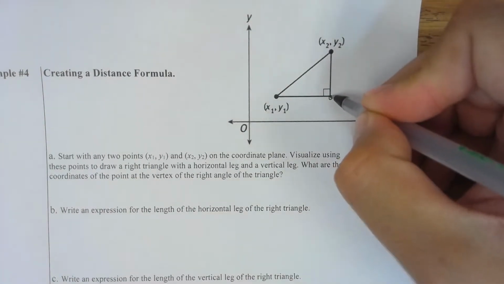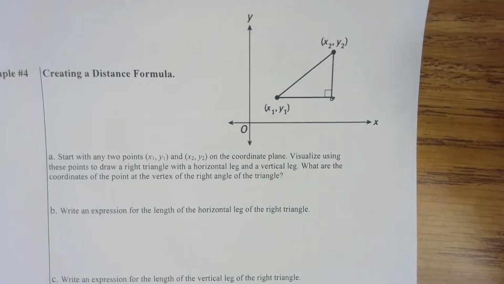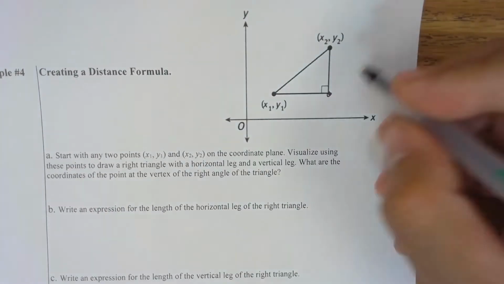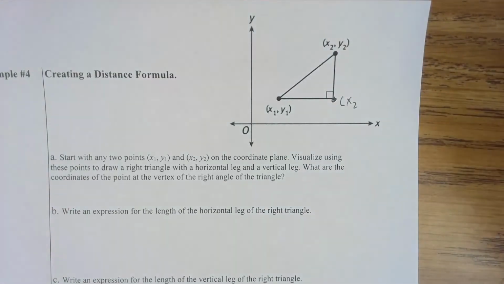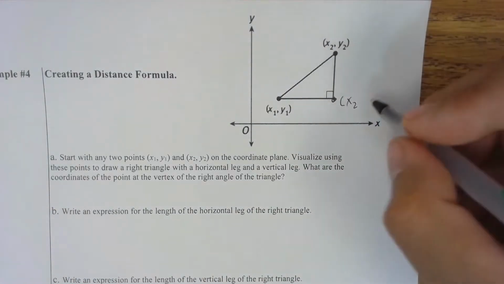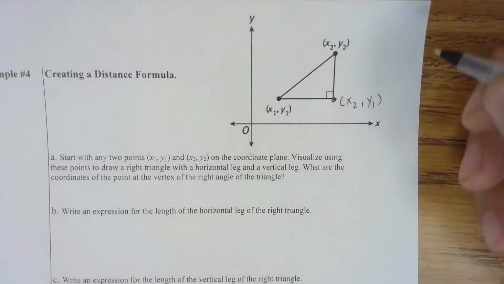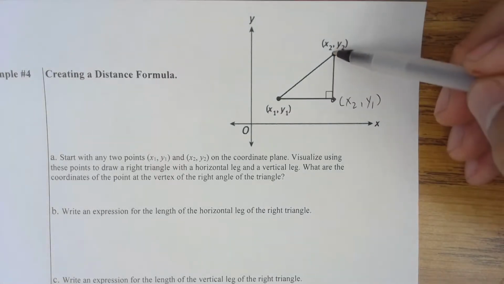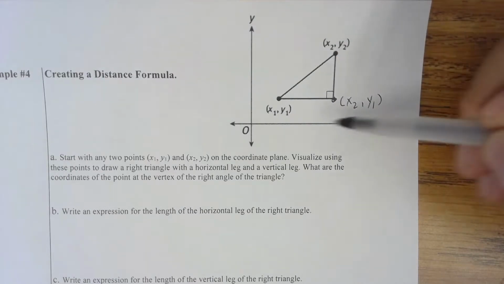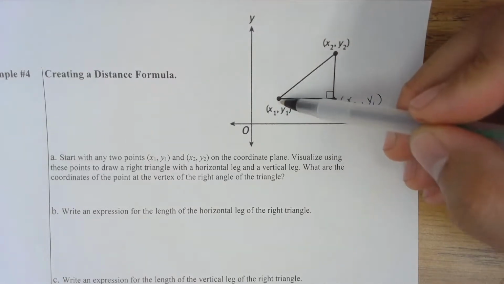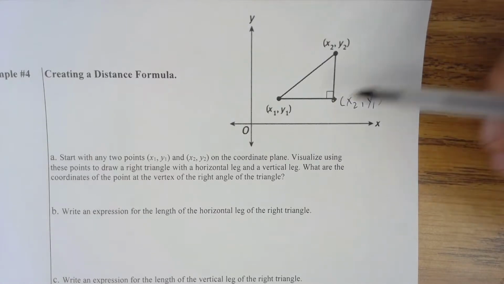And what are the coordinates of the vertex at the right angle of the triangle? If you look at the last example, you'll notice that this point right here has the same x2, and at the same time, the same y1. Again, it makes sense. To go here, you go right x2 to get up here. At the same time, it can only go this high, y1.